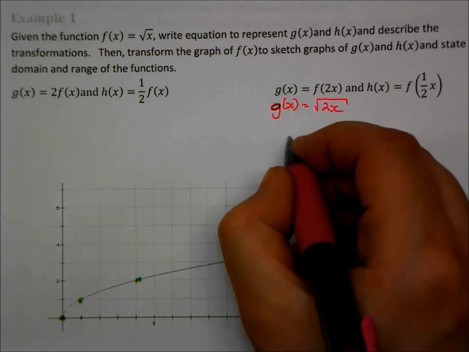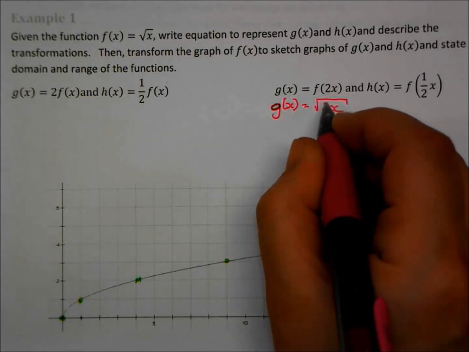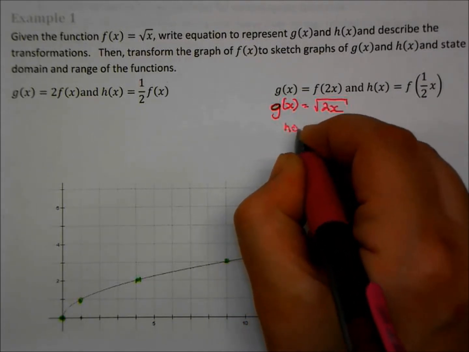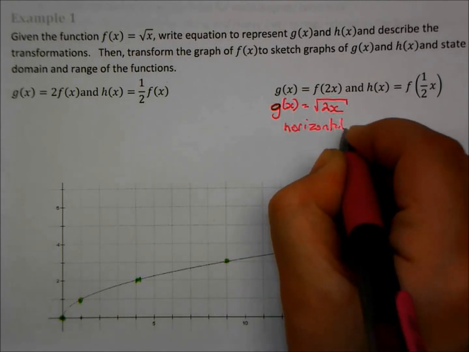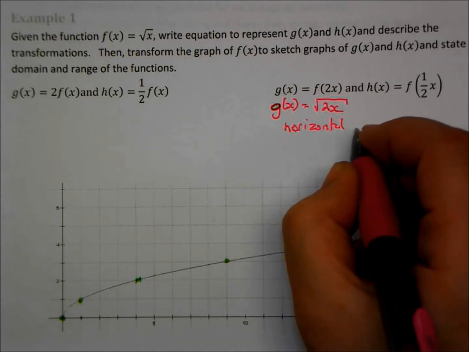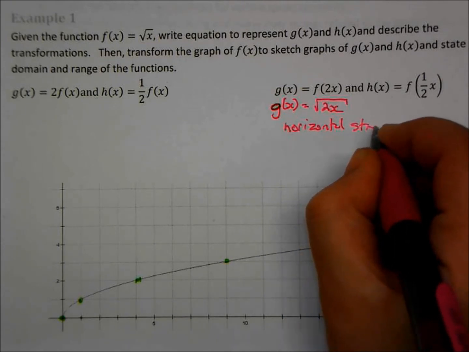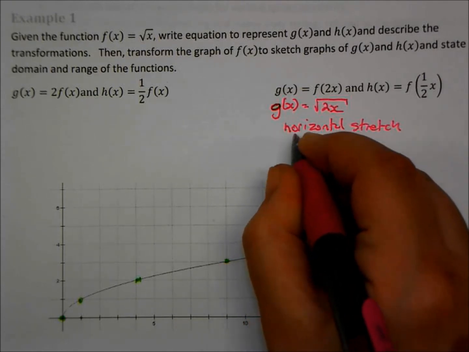I see a vertical, no, it's inside, this is the k position, I see a horizontal compression. No, horizontal stretch. It's bigger than 1 by 2.